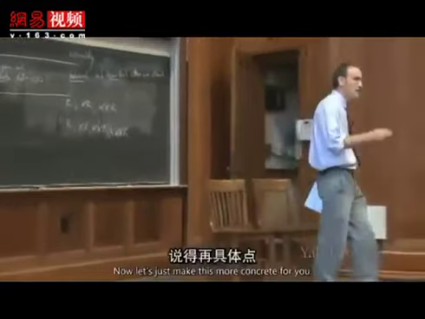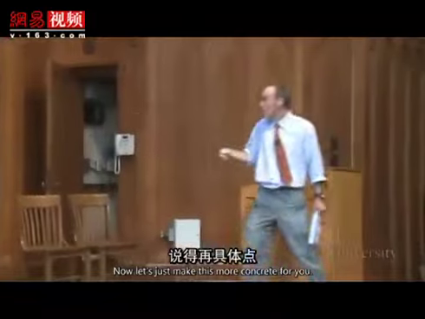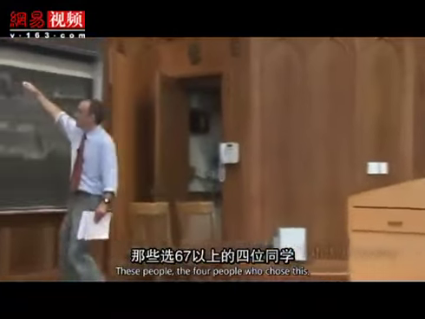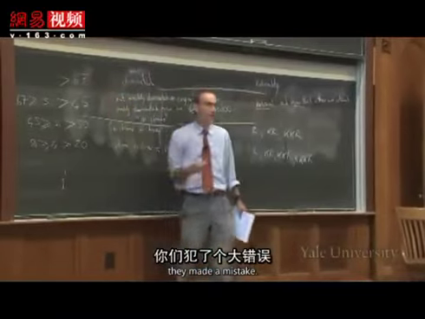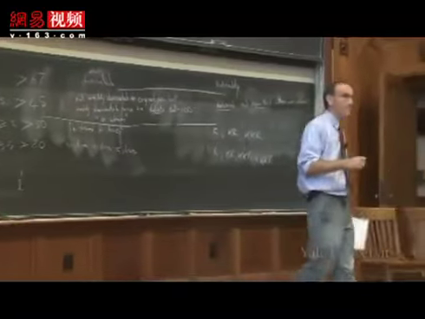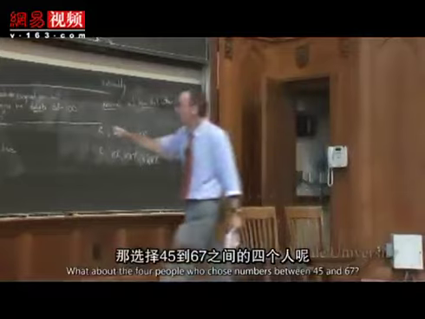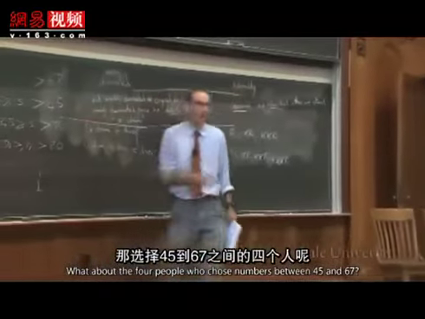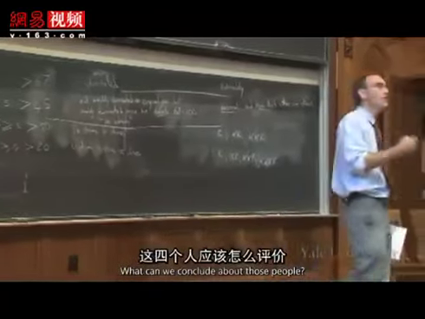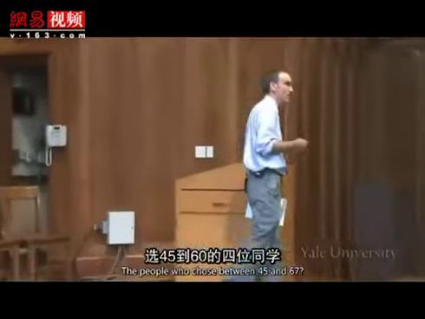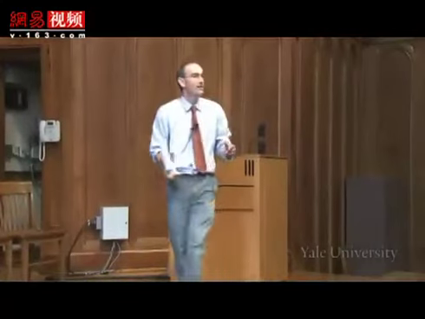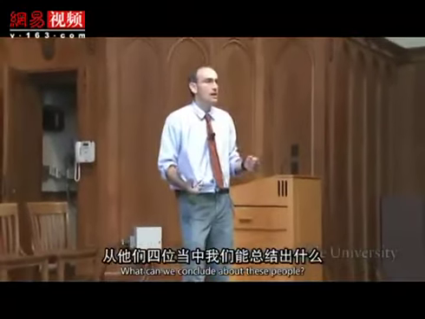All right? And let's just make this more concrete for you. These 4 people who chose this, they made a mistake. What about the 4 people who chose numbers between 45 and 67? What can we conclude about those people? The people who chose between 45 and 67. Shall I read out their names? No, perhaps I better not. What can we conclude about those people?